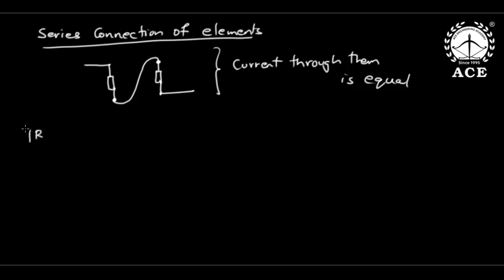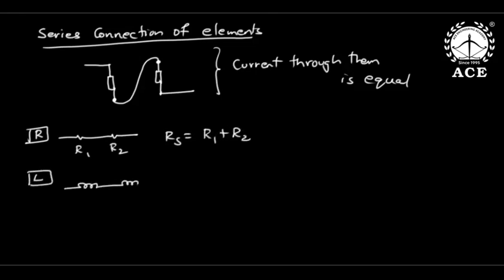Now these things you know. Resistors in series R1, R2: the resultant is greater than the greatest, R1 plus R2. Then inductors in series, of course, I am neglecting mutual inductance, that is L1 plus L2. Then capacitors in series.